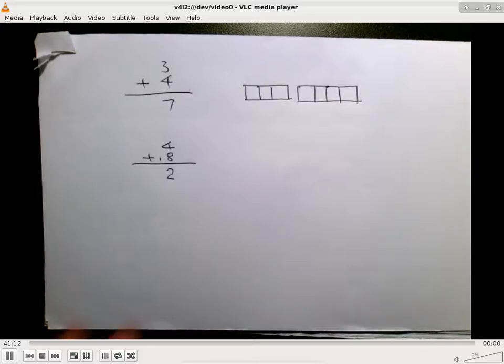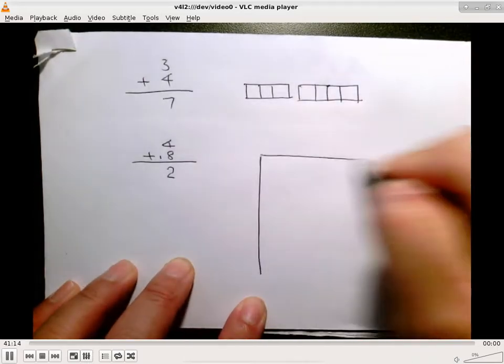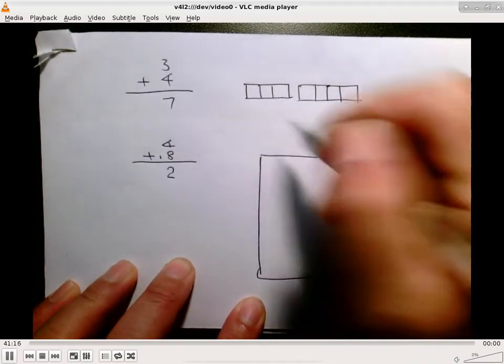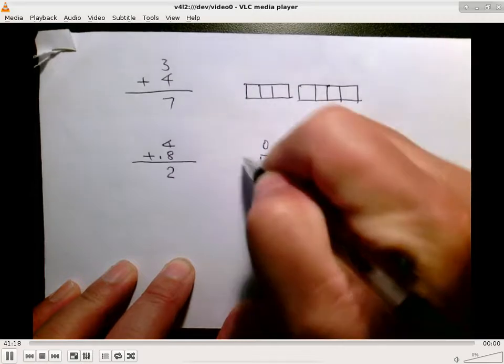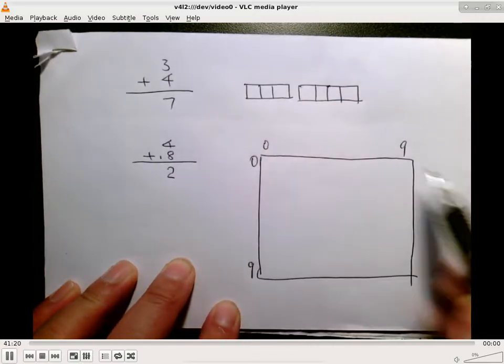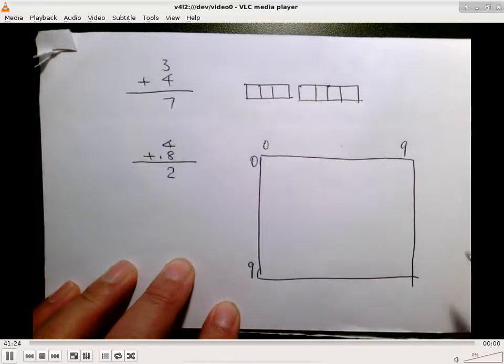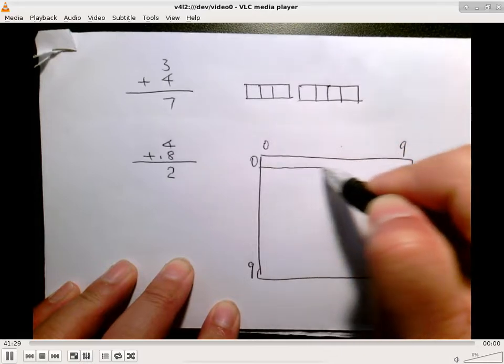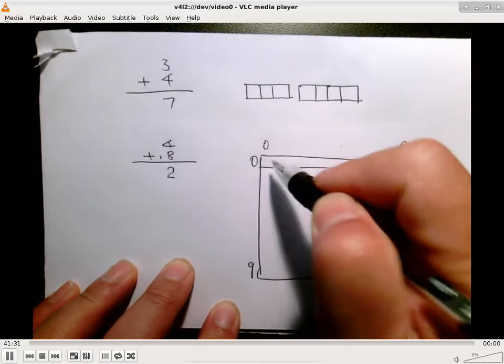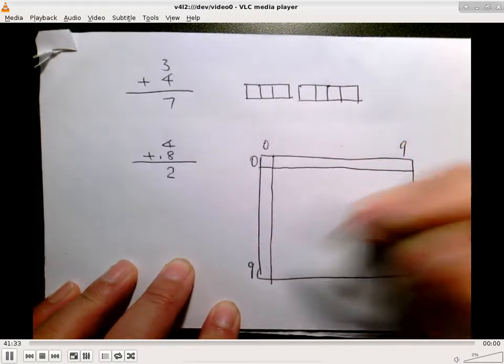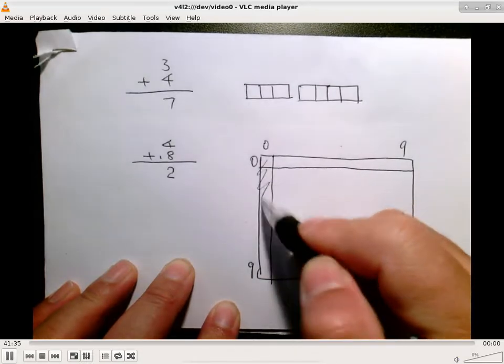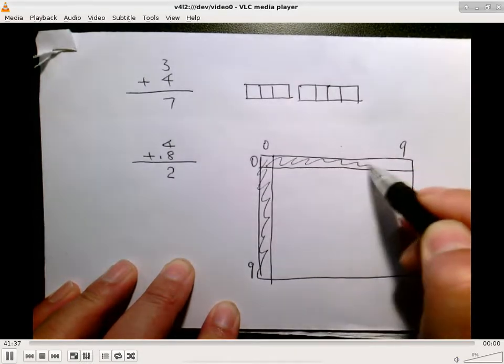Let's look at the table. It goes from 0 to 9, goes from 0 to 9, and then each entry is basically this plus this. So you might say that, oh, but there are certain entries that are completely trivial, right? Because 0 plus anything is that anything, and then anything plus 0 is the same thing. So you don't have to memorize these particular items because they are trivial.